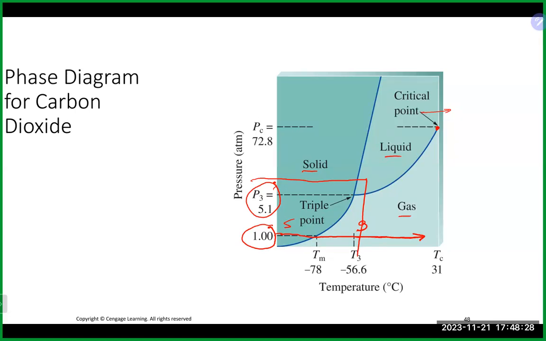So we can use a curve like this again to determine what phases things are in, what we would expect it to be in based on temperature and pressure, or vice versa, figure out what pressure and temperature combination we would need to force something to stay in a particular phase. Any questions on that there?